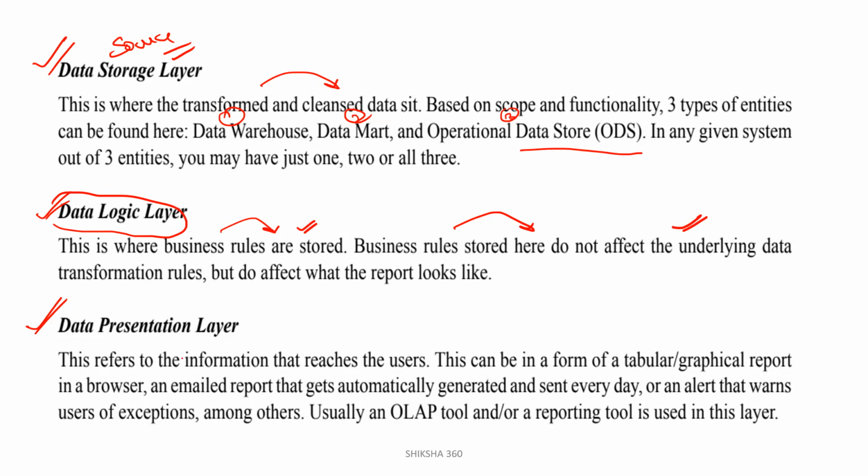Next one, that is the data presentation layer. So this refers to the information that reaches the user, that is presented to the user. This can be in the form of a tabular or graphical report in a browser, or an email report that gets automatically generated and sent every day, or an alert that warns the user of exceptions, among others.